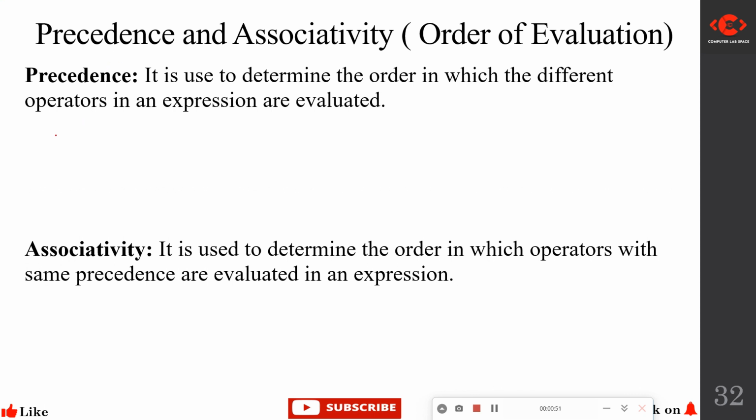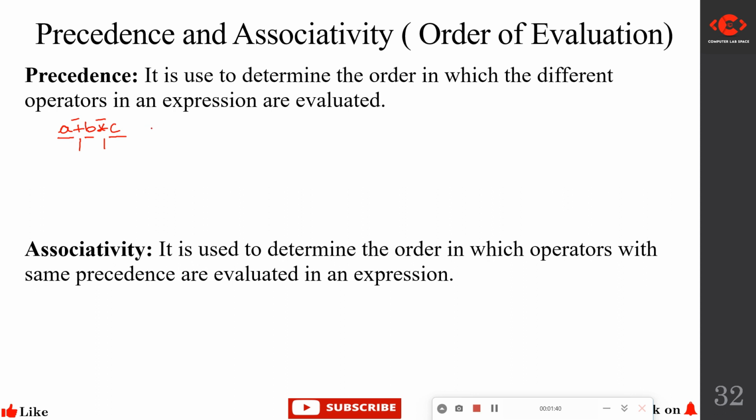Operands can be, for example, a plus b into c. Let us consider this as an expression. This expression is a combination of different operands as well as different operators, isn't it? Now, how do we solve this, or in what order do the operators need to be evaluated? Does plus need to be evaluated first, or multiplication? We don't know. That is what precedence means: the order in which the different operators need to be evaluated in an expression is called precedence. This is what we are going to study for the different operators.